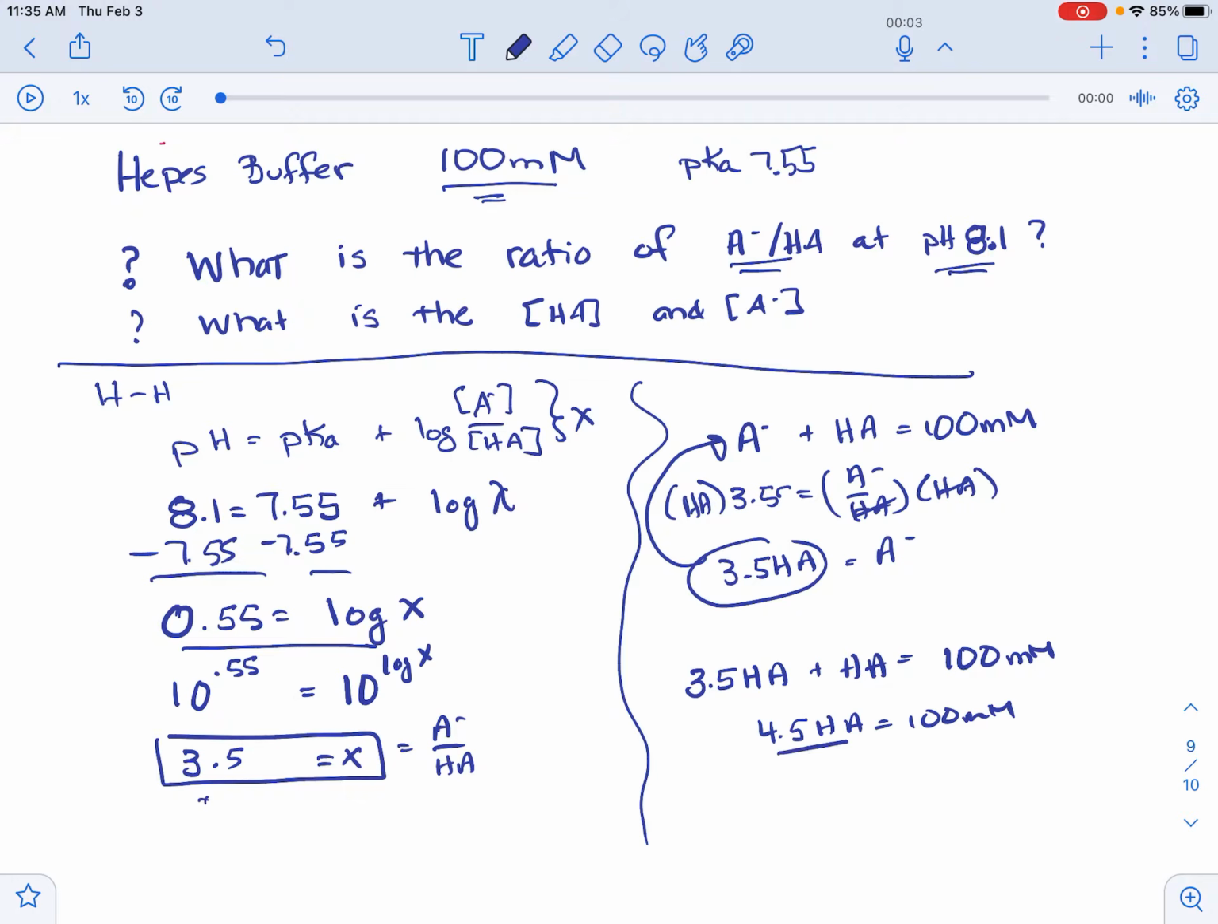And then if I divide both sides by 4.5, I get HA is equal to 22 millimolar. And then A minus is going to be 100 millimolar minus 22, which is 78 millimolar.